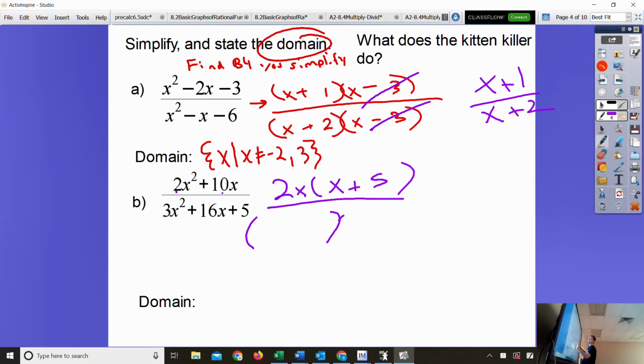Bottom, a little harder of a trinomial to factor. What's it take to make the 3x squared? 3x and x. That handles 3x squared. The next thing on your mind is the 5. How do you want to make a 5? 1 and 5. And the order that was suggested is perfect.